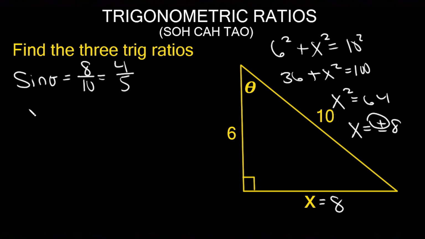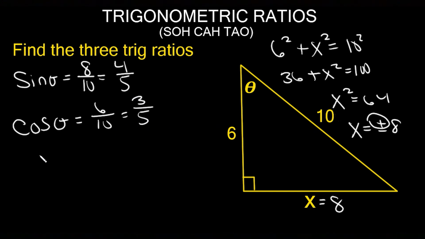Now I'm going to do cosine. So cosine theta, that's going to be adjacent over hypotenuse. Now again, the angle in question is right here. So my adjacent side is right here now. So adjacent is going to be 6. I'm going to put 6 over my hypotenuse, which is going to be 10. And again, I can reduce that as well. 2 will go into 6 3 times, and 2 will go into 10 5 times.